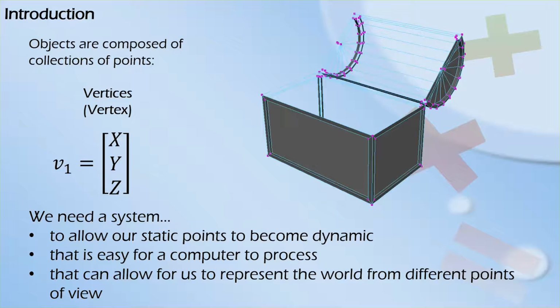Now, for this math to make sense, for the computer to make sense of what we're trying to tell it, basically, we need to create a system that allows our static points, our static XYZ coordinates, to become dynamic and animatable, to move them around, right? Because remember, we have to translate, rotate, and scale things.